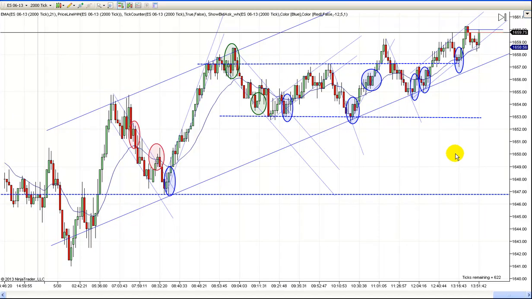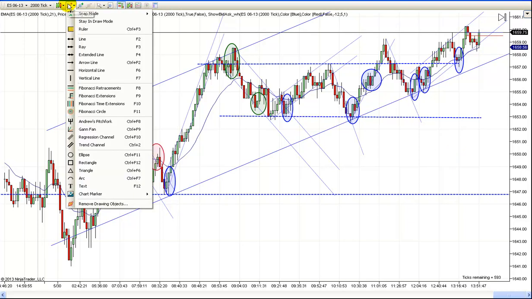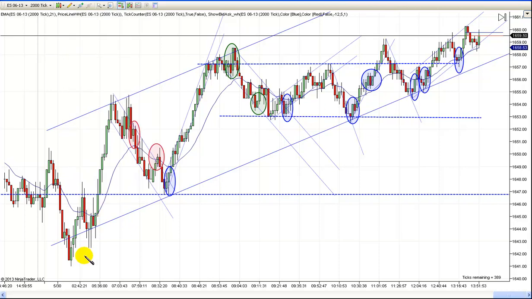I guess what I'm trying to say is, I see it happening with people. They're getting too hung up. They send me their chart and they've got lines. These people have got this trend line, this trend line.